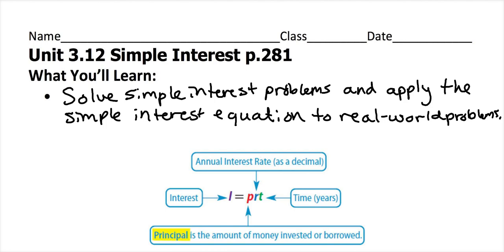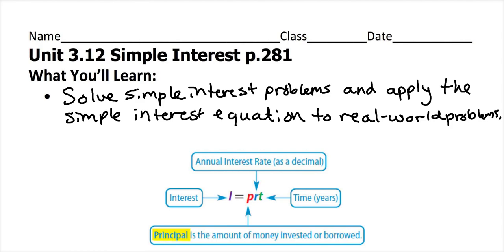I means how much interest you're actually earning. The capital P is the principal. That's how much you're going to either invest or borrow. Your R is your annual interest rate. It has to be annual, so it has to be in years, which leads us to the next part, which is time, and time has to be in years. So if they give it to you in months, you're going to have to convert that into years.